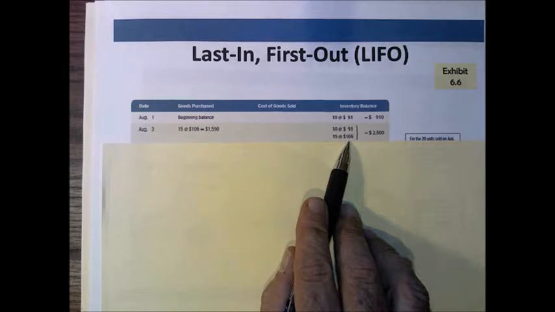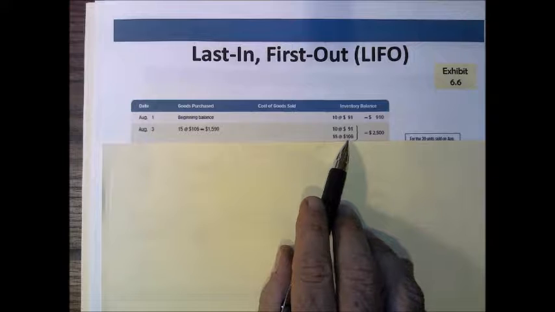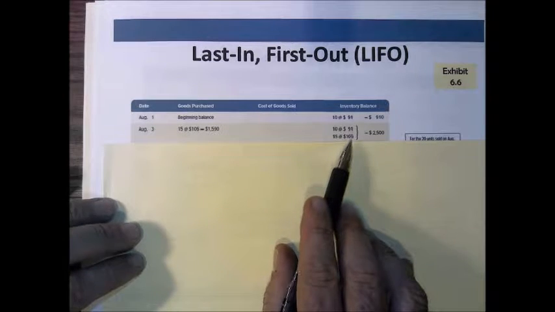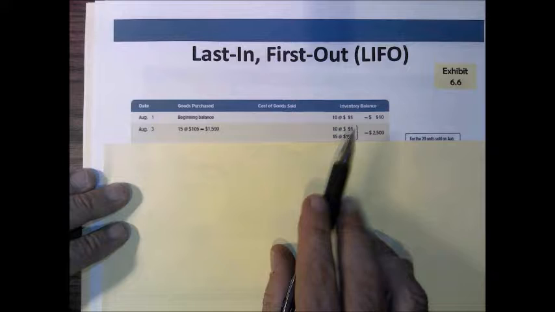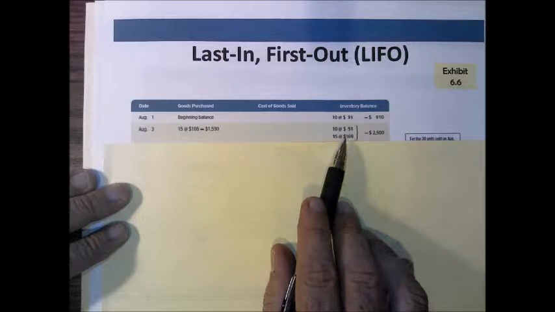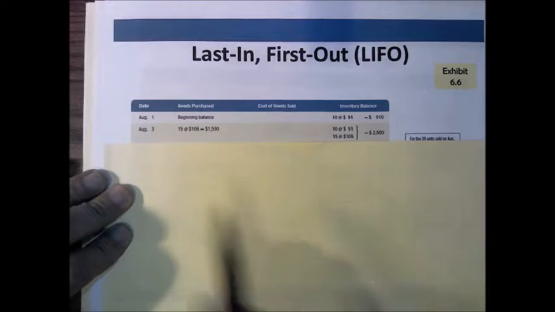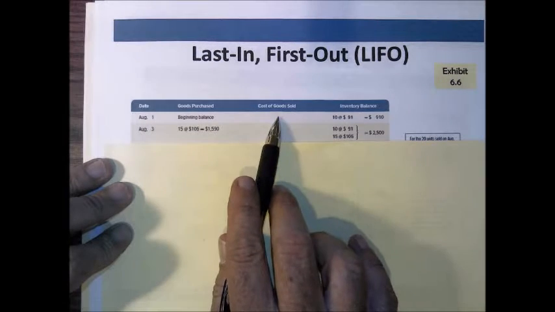Let's look just like LIFO, right? Same deal. It looks the same because we haven't had to make any decisions yet. This is the same data, right? This is that data from Exhibit 6.3. Now, we're going to sell 20 units at, again, we don't care what we sell them at, we're looking at what they cost us, right?